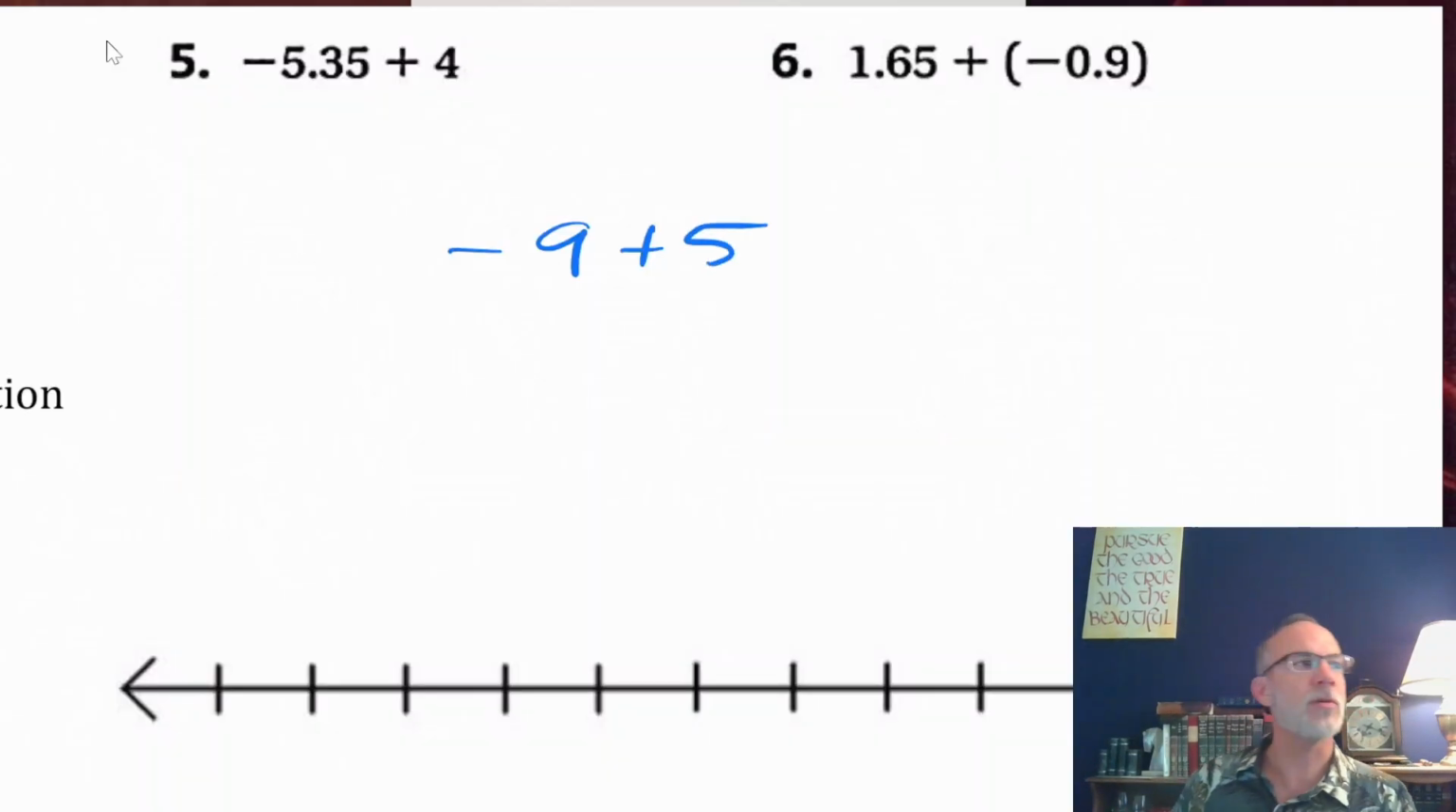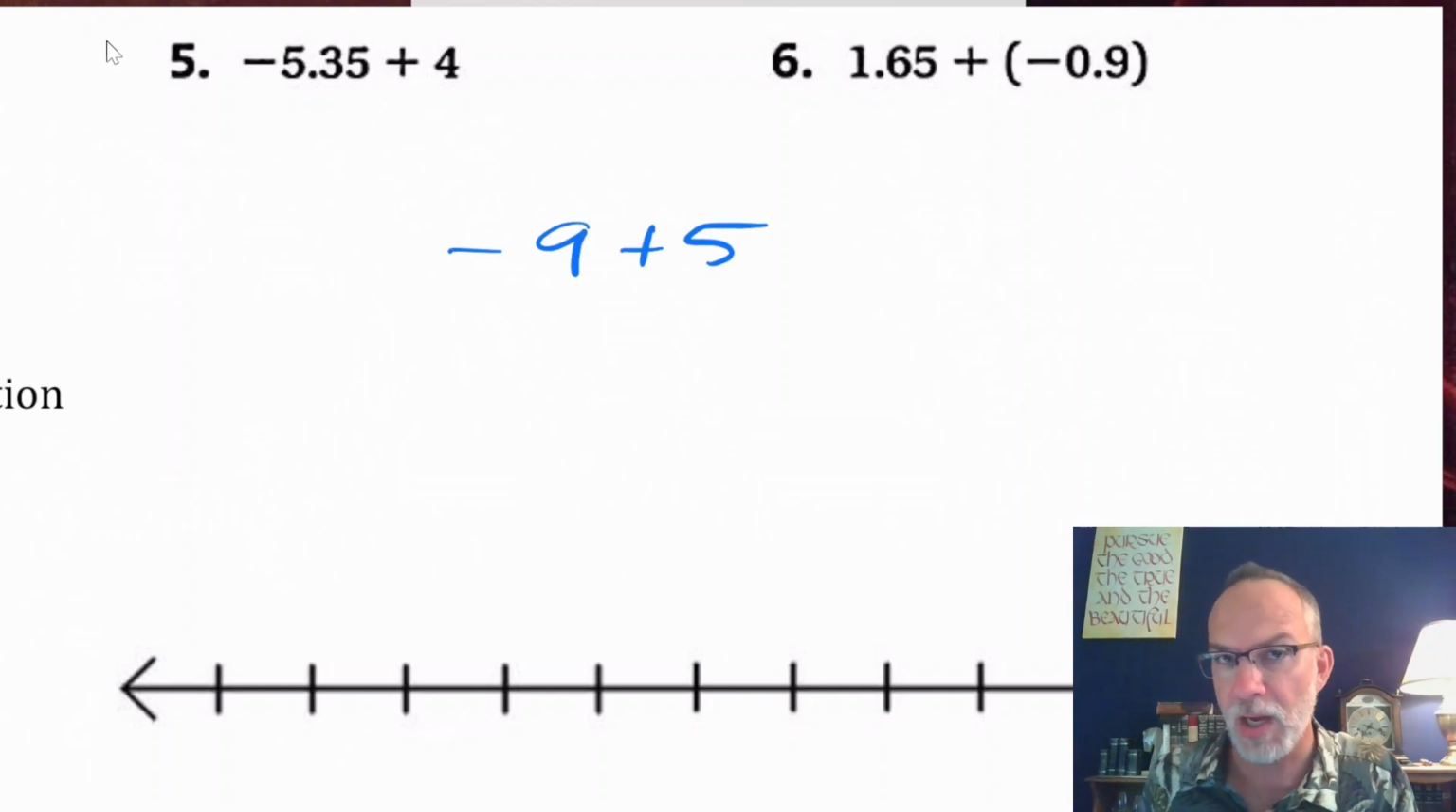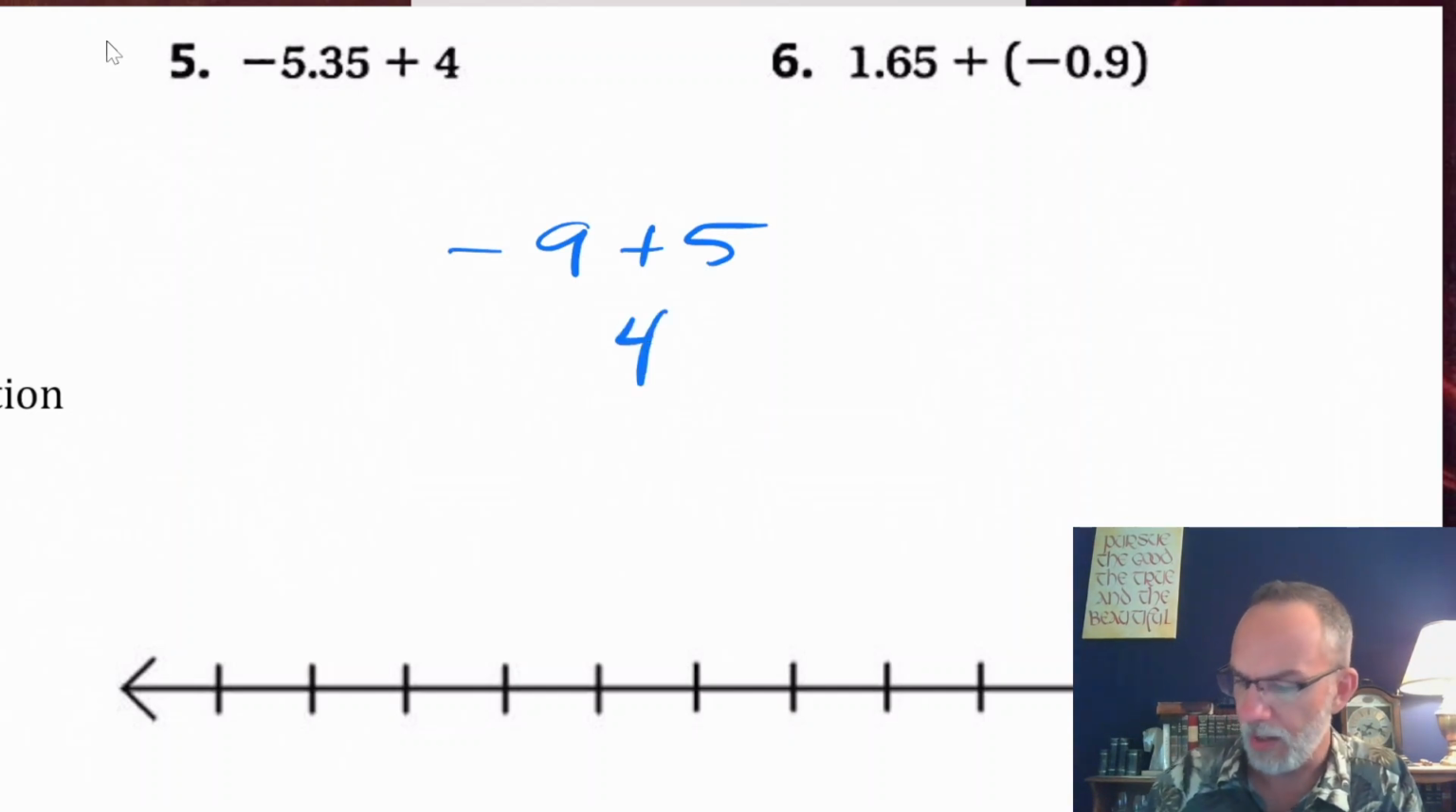-9 plus 5, are the signs the same or different? They're different. Well, what's the difference between 9 and 5? That would be 4. And what's the sign of the answer? That would be a -4 because 9 was the larger and it was negative. So now what does this mean on the number line?